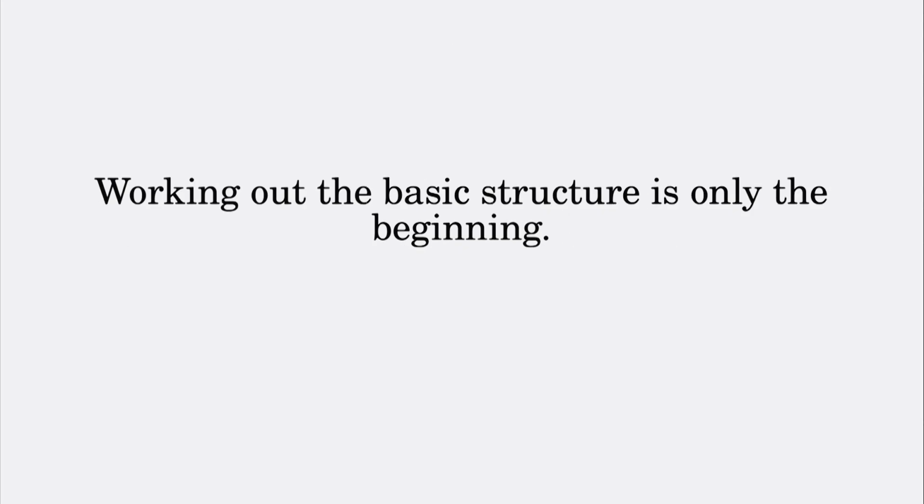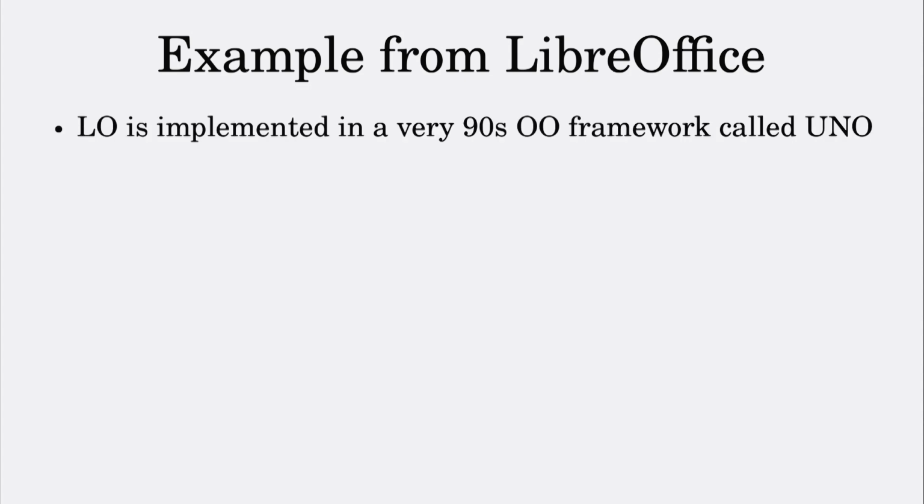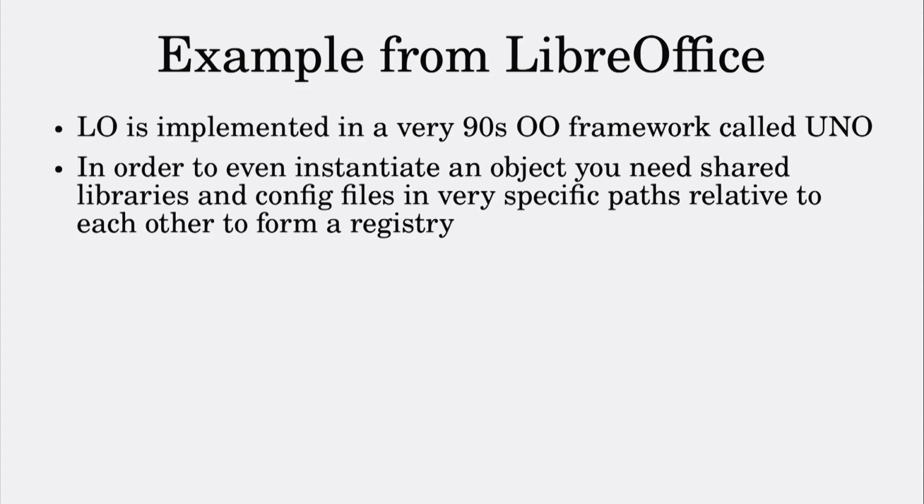But now you have the basic structure and you have the beginning. So let's look again at an example from LibreOffice. It's implemented in a very 90s OO framework. It's called UNO. I think it stands for Universal Network Objects. And they are objects, but they're not universal, and there is no network. But other than that, it's fine. It's basically a re-implementation of the Java object model in C++, but it's implemented in kind of a C way with void stars, which is all the fun in the world.